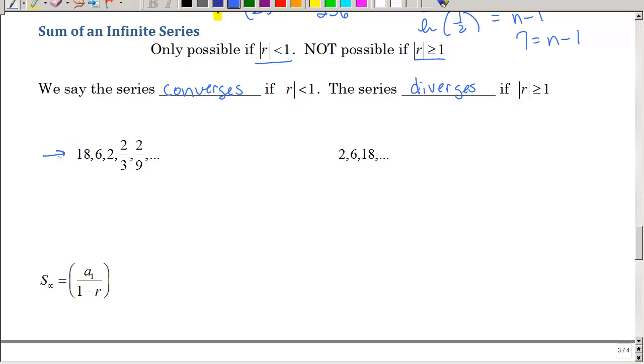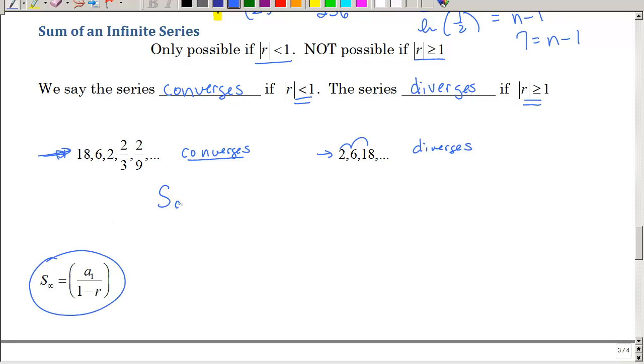So I'm going to ask you, does this series converge or diverge? Is it getting smaller or is it getting bigger? The numbers are definitely getting smaller, so we say it converges. This one is definitely getting bigger, so it diverges. So this one, since it converges, it's getting smaller, I can find the sum by using this formula right here. The sum of an infinite series is the first term divided by 1 minus r.